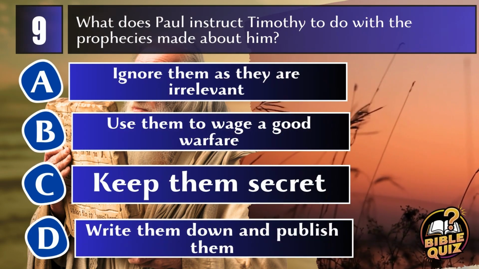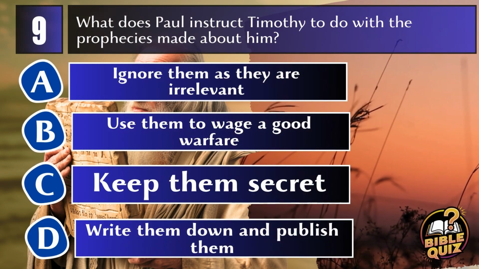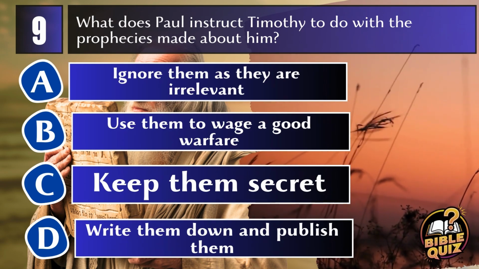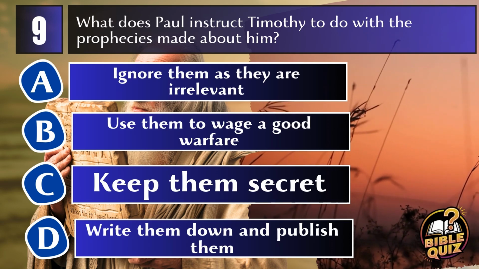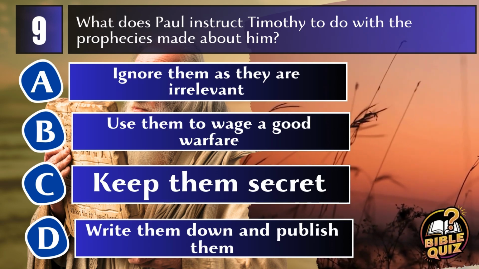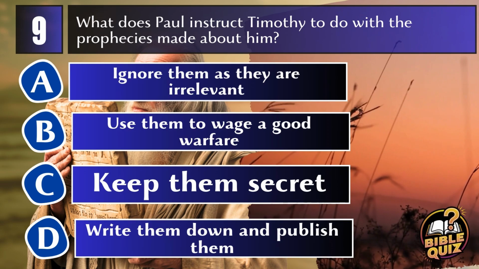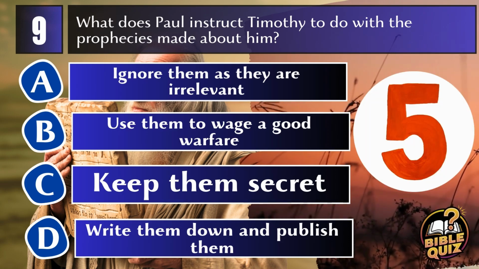Question 9. What does Paul instruct Timothy to do with the prophecies made about him? A. Ignore them as they are irrelevant. B. Use them to wage a good warfare. C. Keep them secret. D. Write them down and publish them.